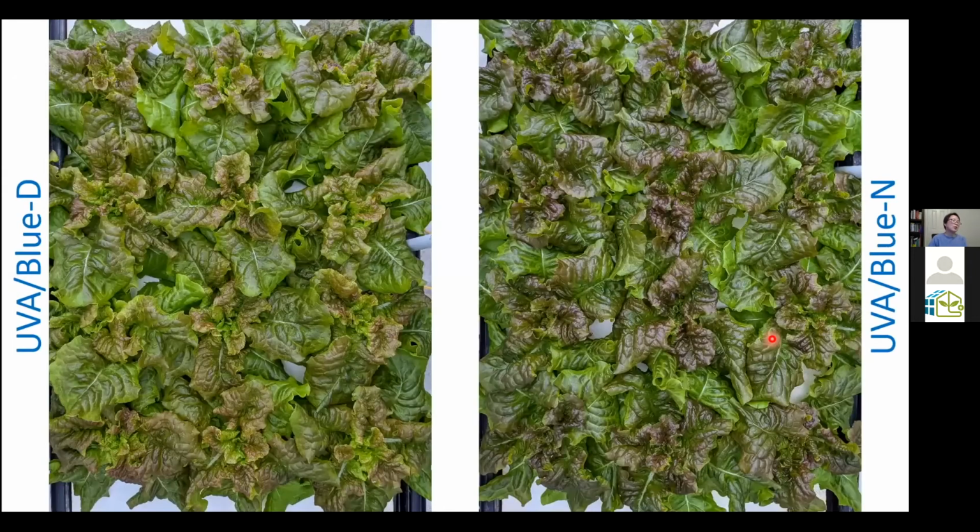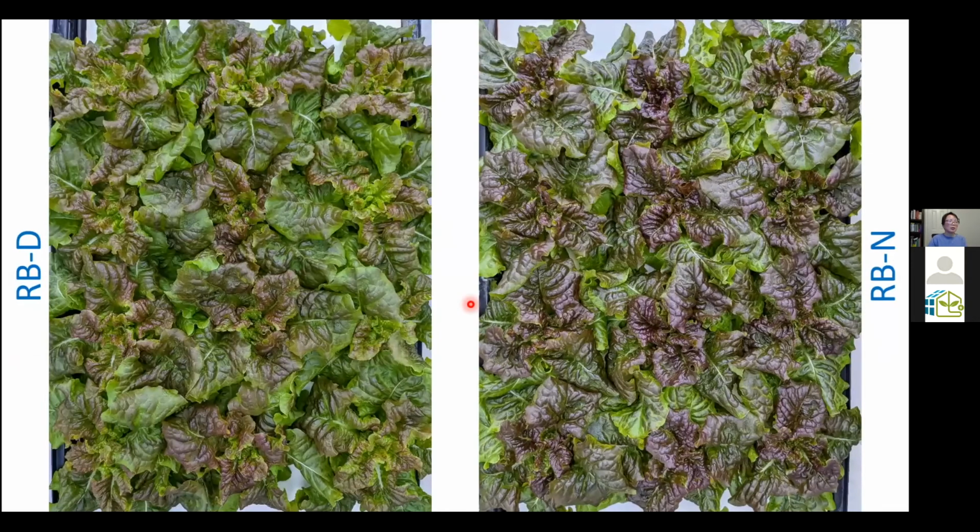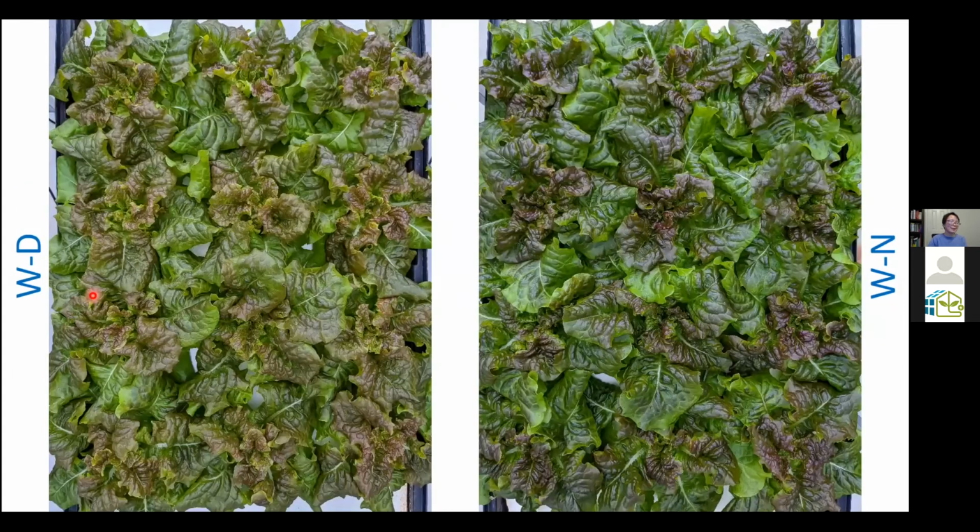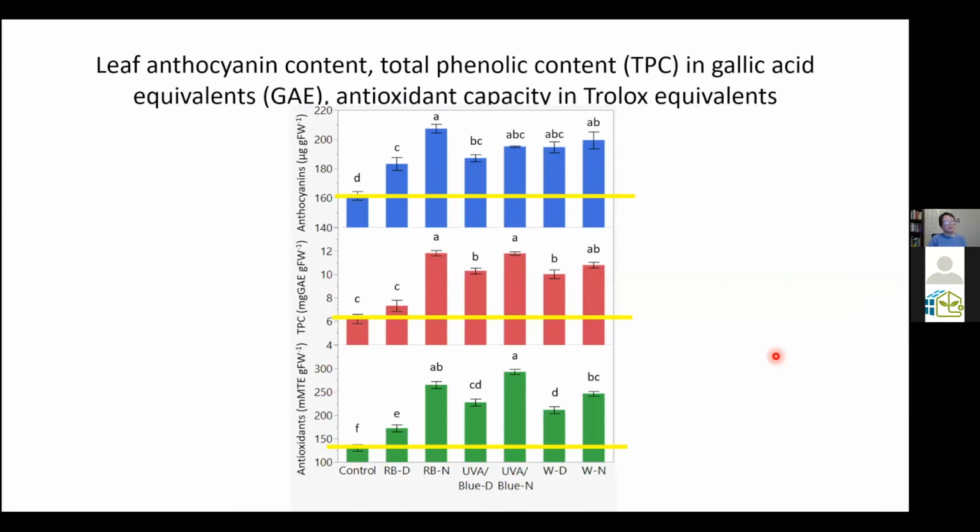And here is with the red and blue, with the UVA light. Here we add the blue because the reality is UVA plus blue. So that's why during day and during night. And as you can see, similar to the previous one, this one, and then the next one is the white during the day and white during night. It seems obvious that during the night, it is more effective to enhance the coloration.